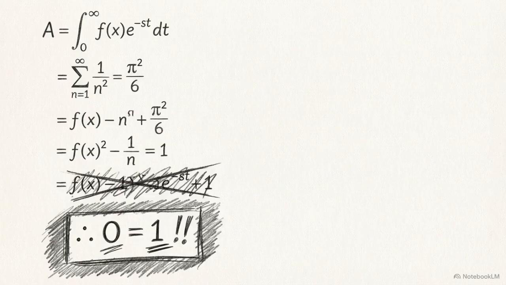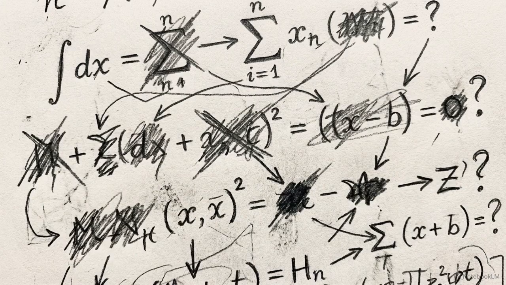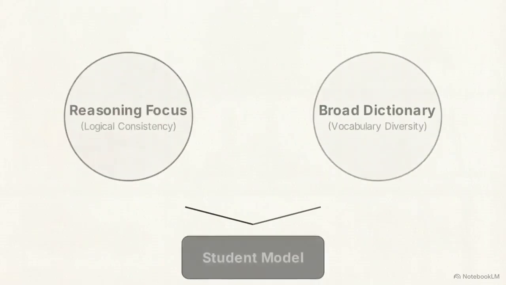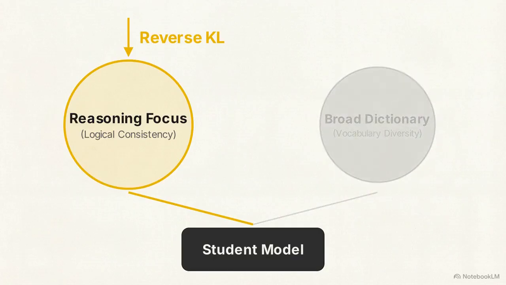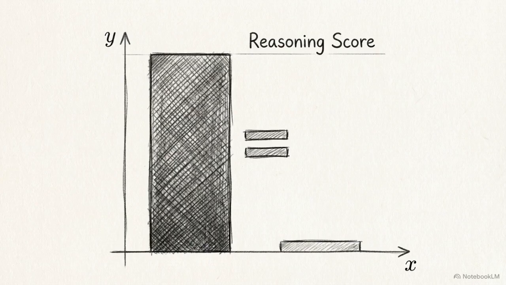Previous generations of small models failed at these specific logic tasks because they were burdened by the hallucinations induced by forward KL. Benchmark data suggests that using reverse KL allows a student model to prioritize the teacher's logical consistency over its vocabulary diversity, effectively preserving reasoning performance in a fraction of the parameter count.